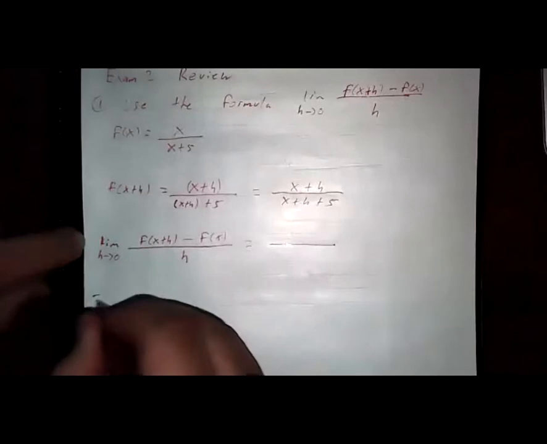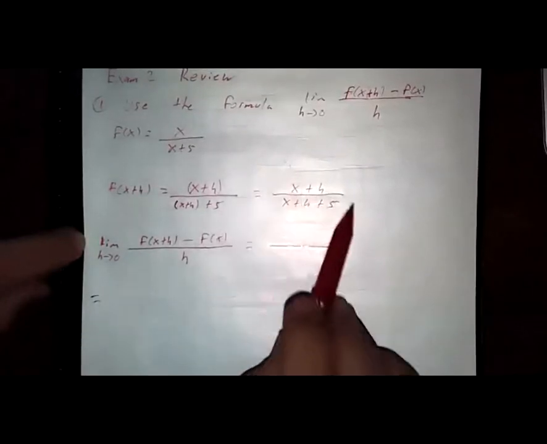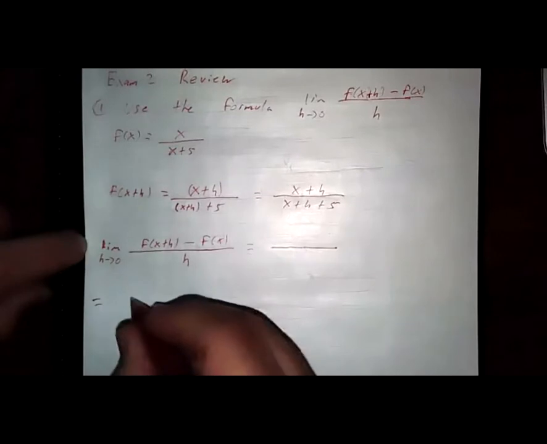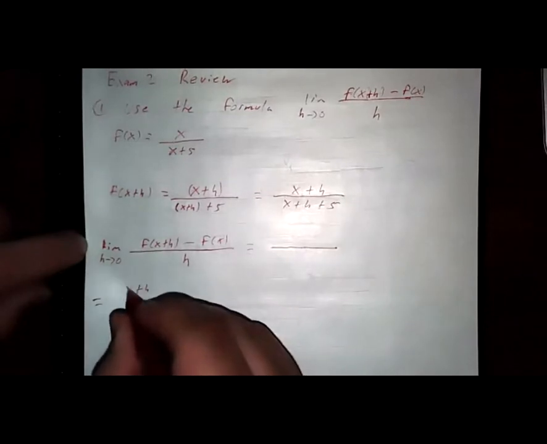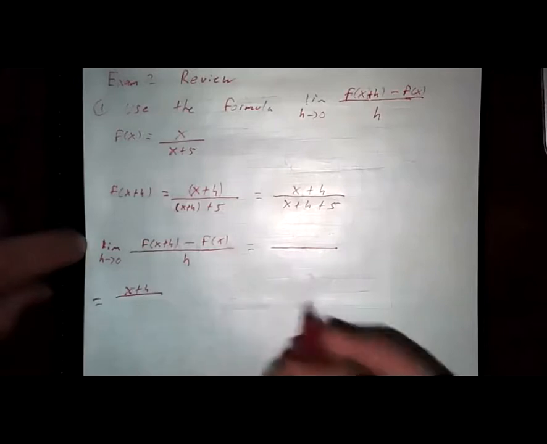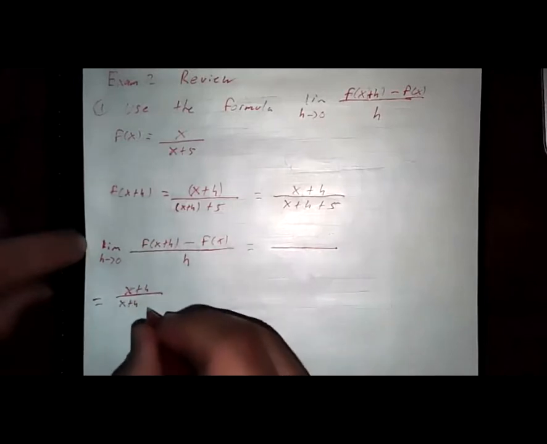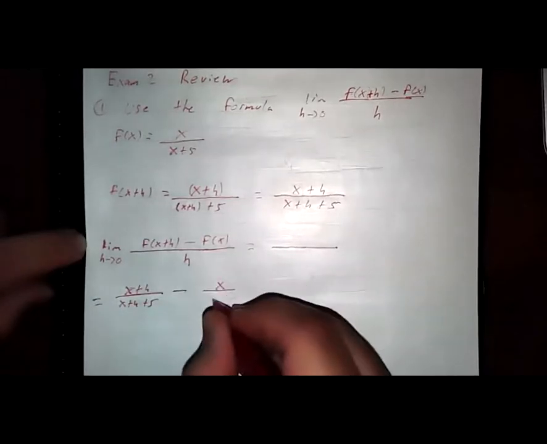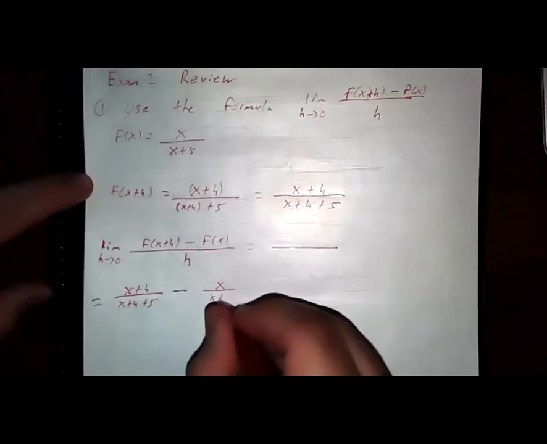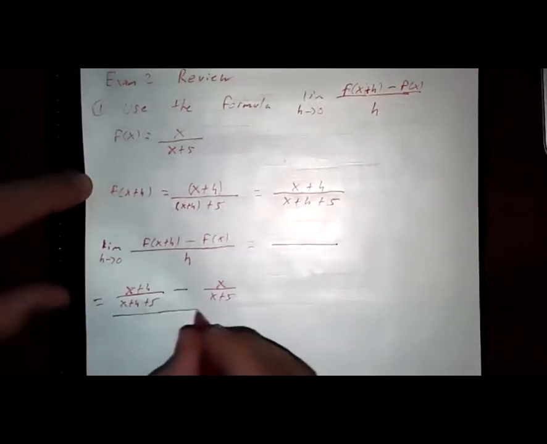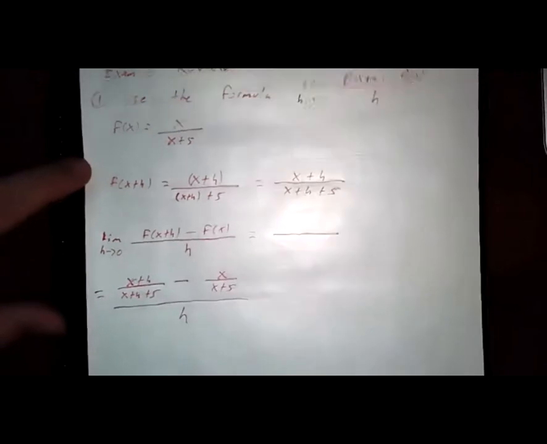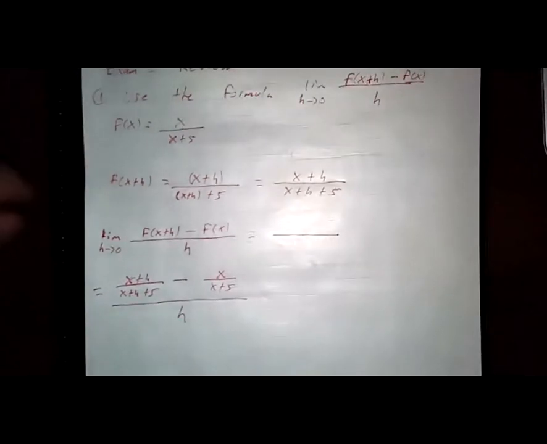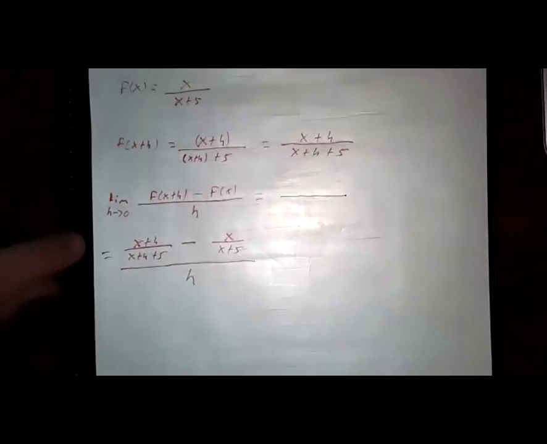Let's do it down here. It's going to be kind of messy. So this fraction is on top. So we get x plus h over x plus h plus 5 minus the original, x over x plus 5, divided by h. So it doesn't look very pretty, right? But doing this at least shows me you understand what they're asking. And if you get bogged down by algebra, at least you're mostly good, right?